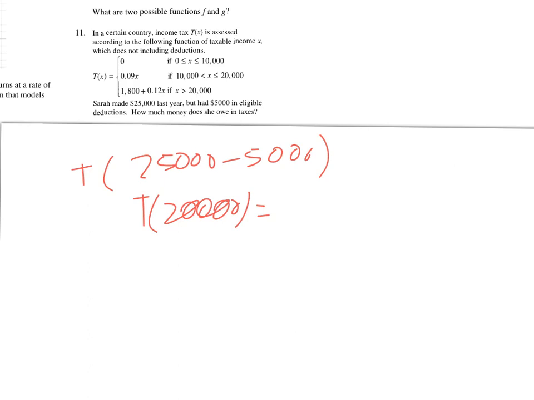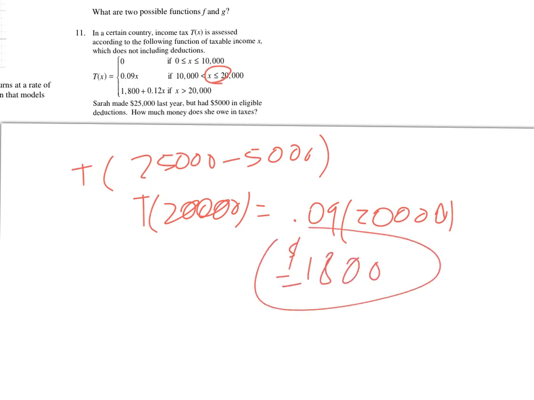And so then that would go into this middle function because of that or equal to right there. So it would be 0.09 times 20,000. Use a calculator for that. And so that's going to come out to $1,800 in tax owed.